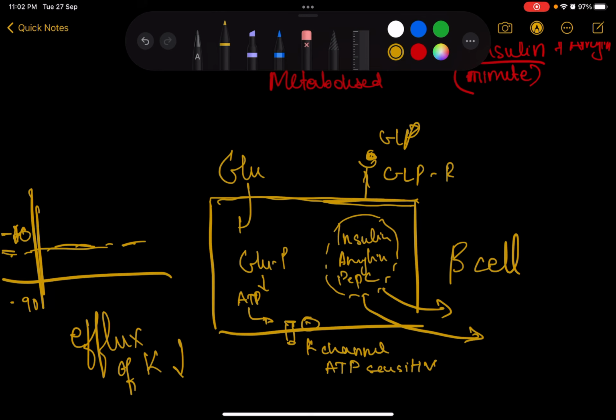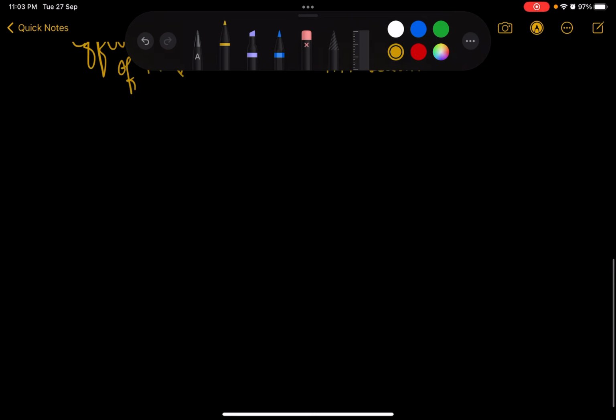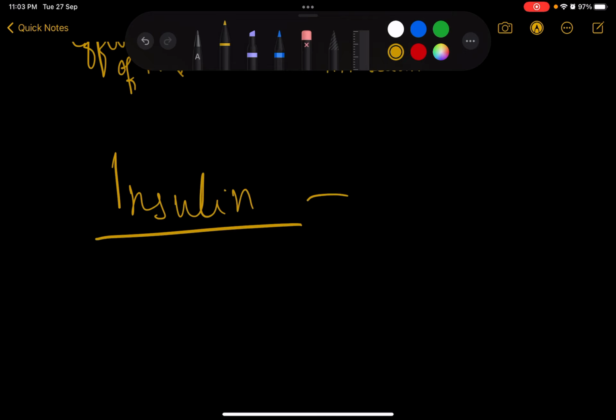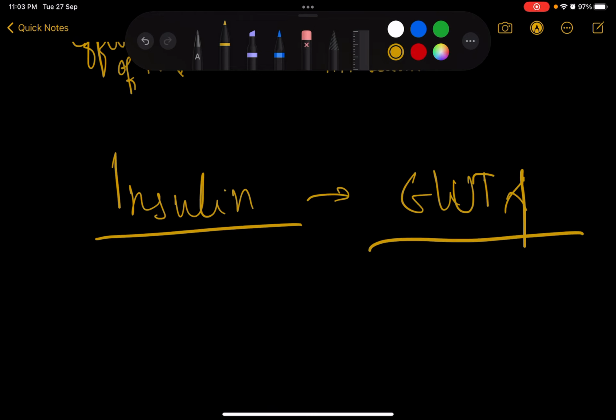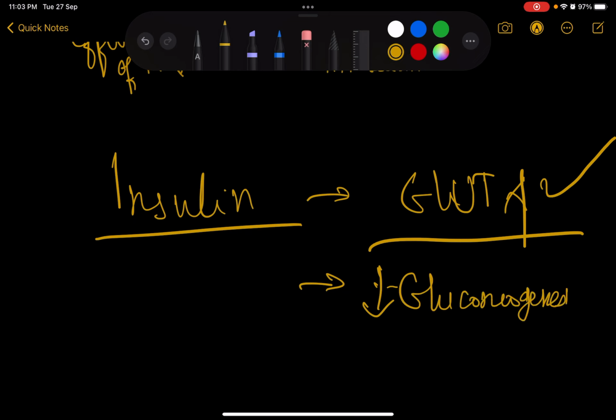So that's why there are two things that we saw right now. One is insulin. So what does insulin actually do? When insulin is released, it increases the expression of GLUT4, and it's going to increase intake of glucose. Second, it's going to decrease gluconeogenesis. These are just basic functions that I'm stating.